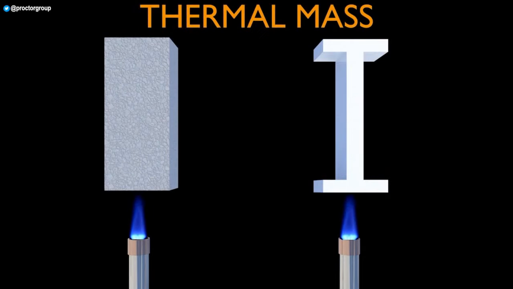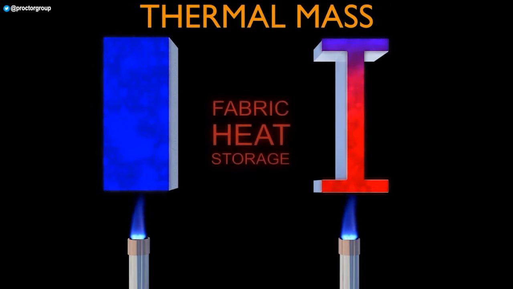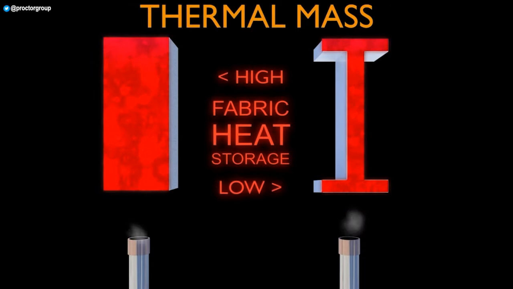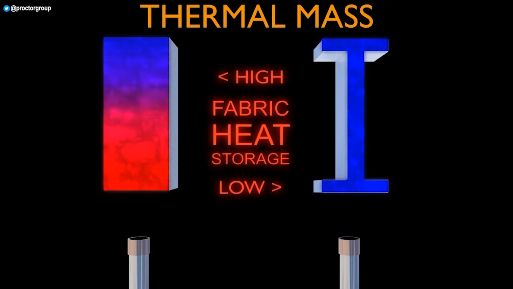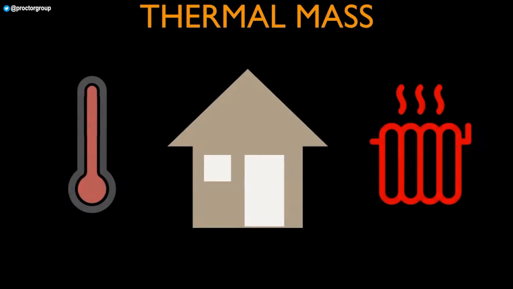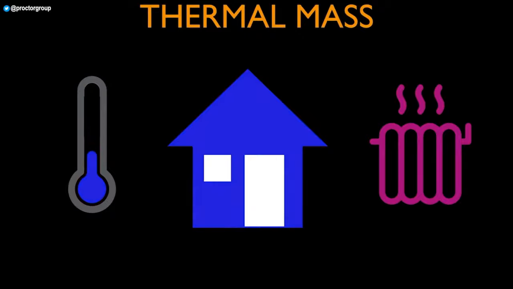Thermal mass. As well as how materials respond to heat flow, their capacity to retain heat is also important. This is governed by their thermal mass, also referred to as fabric heat storage. We can see here how the low thermal mass steam beam cools down quicker than the high thermal mass concrete. In buildings, this property can be used to even out temperature swings and maintain a consistent temperature with less heating or cooling energy input.